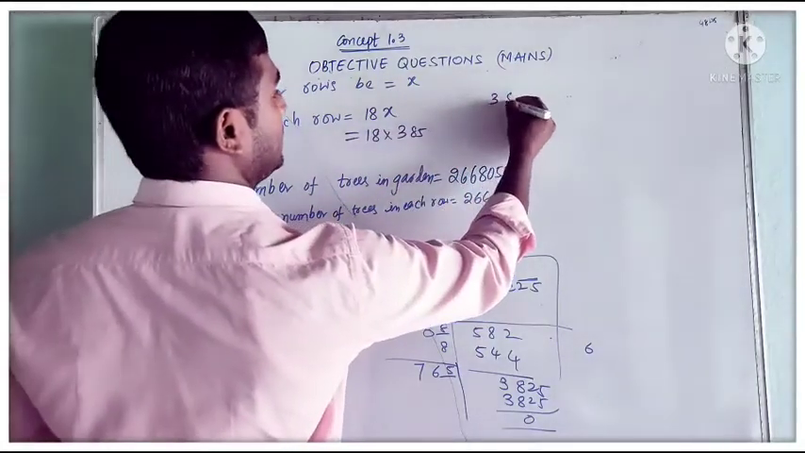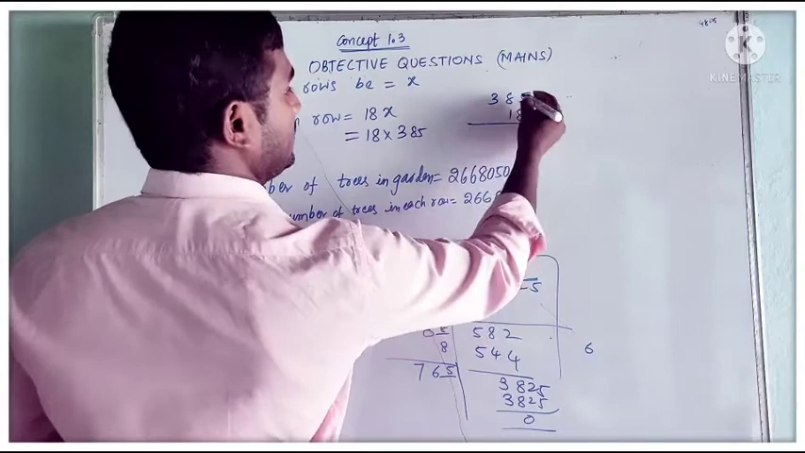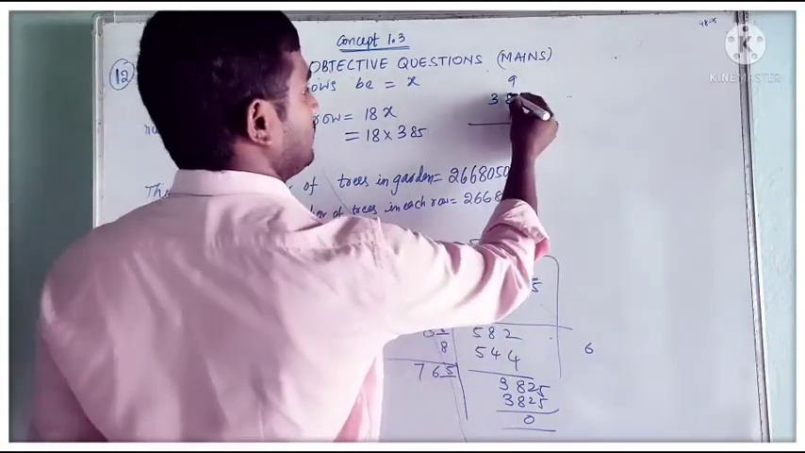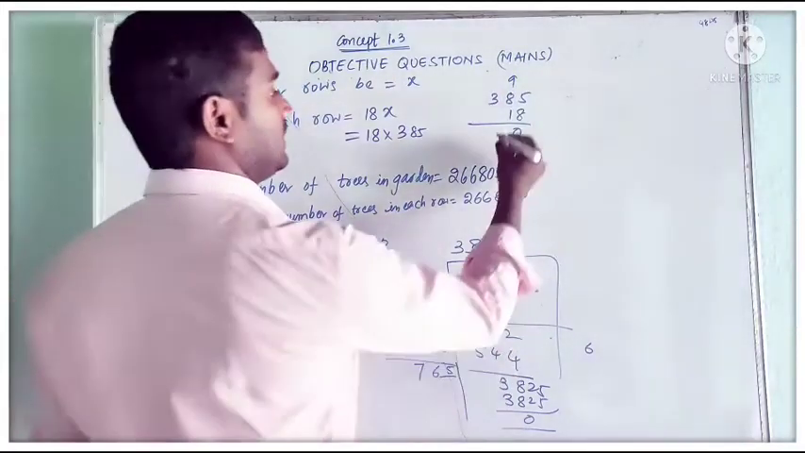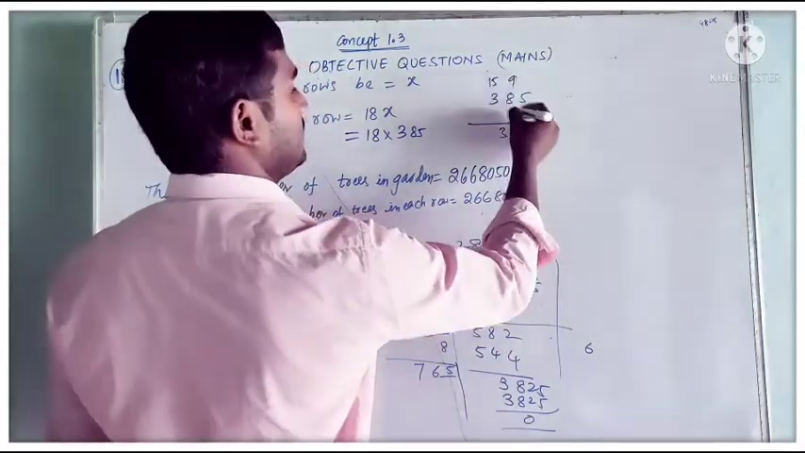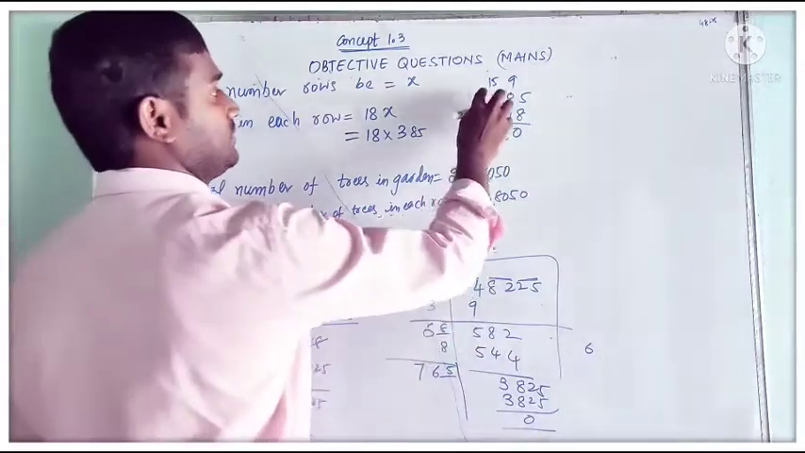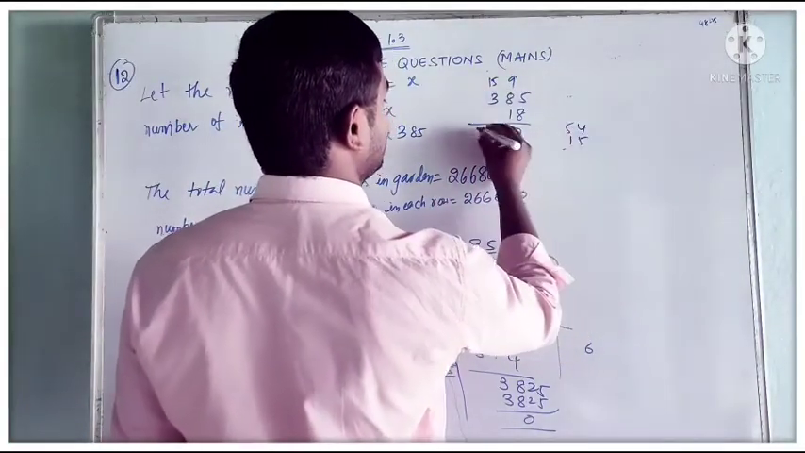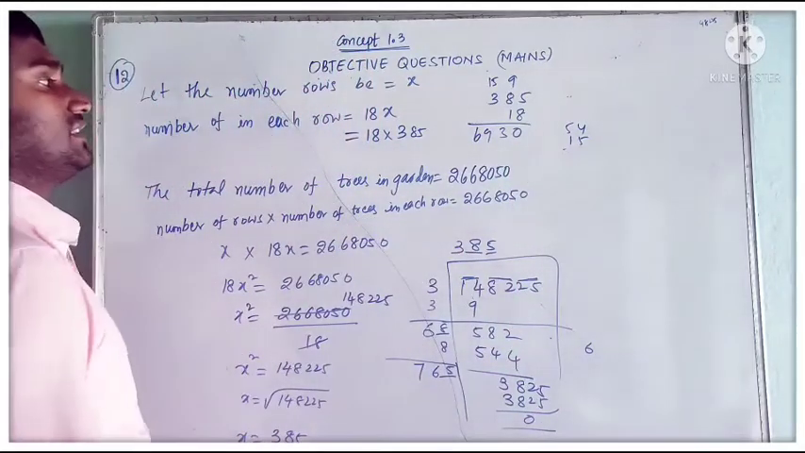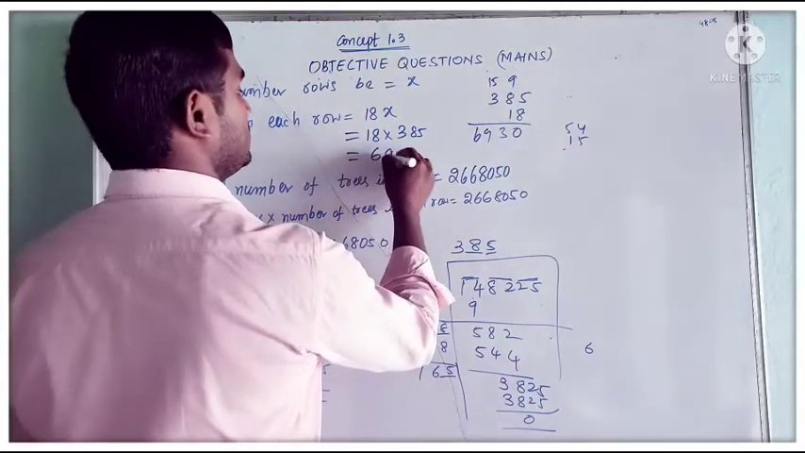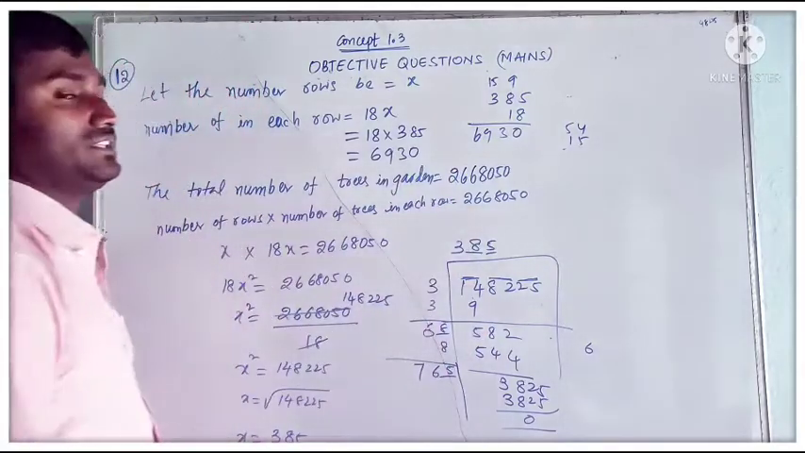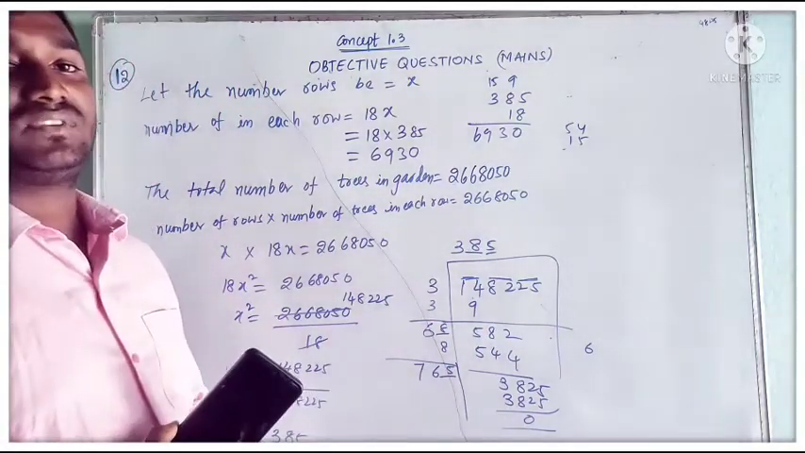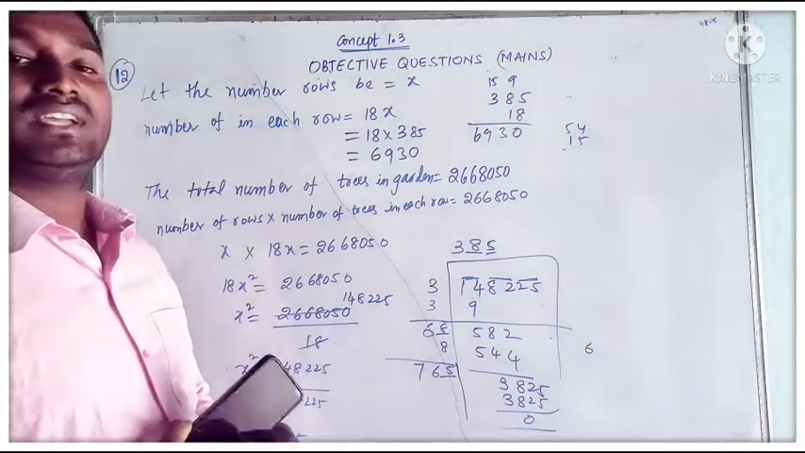Multiply 385 into 18. So 18 5s are 90. 9 carry. 18 8s are 144. 144 plus 9, 153. 15 carry. 18 3s are 54. 54 plus 15, that is equal to 69. 6,930 trees are in each row, and the number of rows is 385.